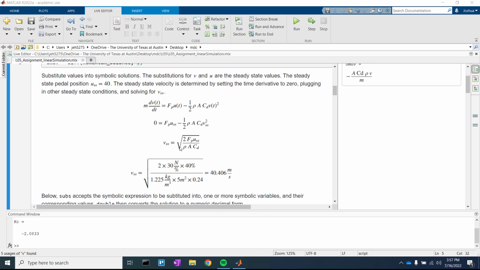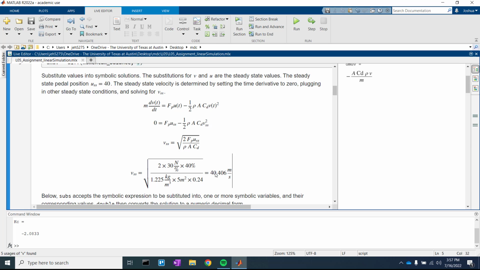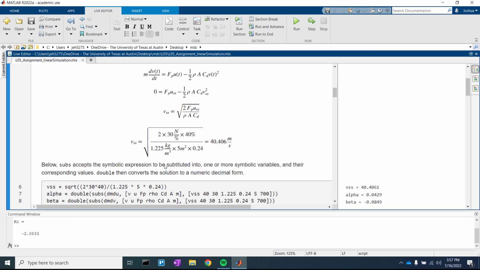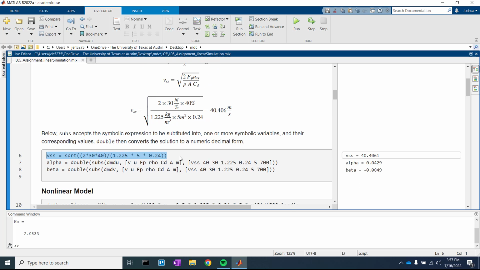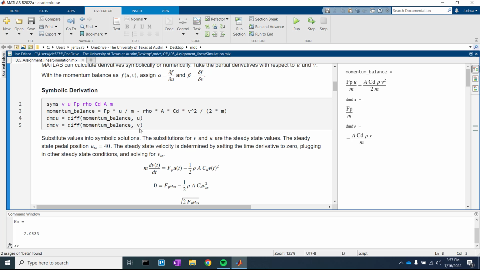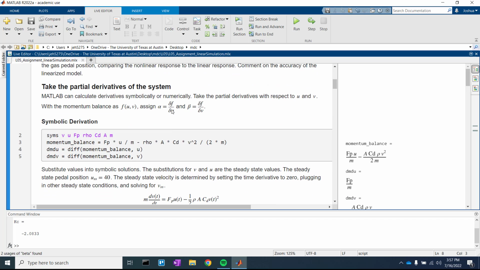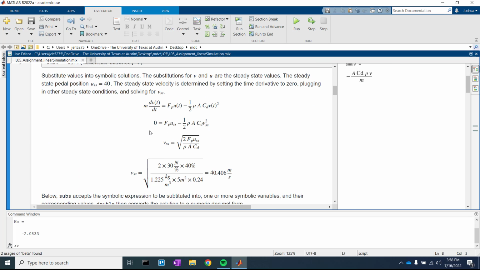So then if we take the square root of this by actually just evaluating all these terms, we get 40.406 meters per second is our steady state velocity. Now we can actually evaluate it. Here we do. We evaluate v steady state is equal to the square root of those terms. And then we're able to set alpha and beta. Remember, alpha and beta are these derivative terms, and they're evaluated at the steady state values.